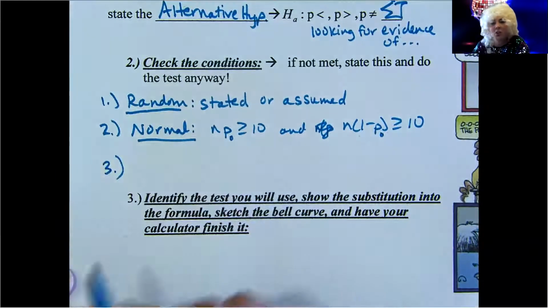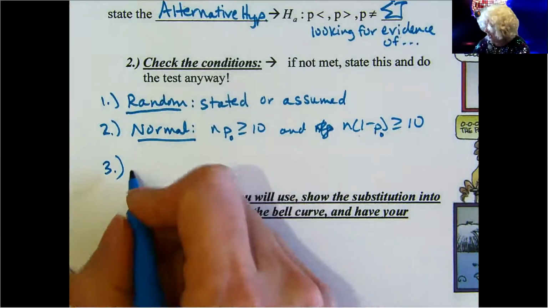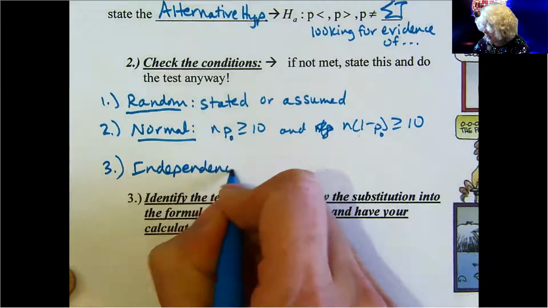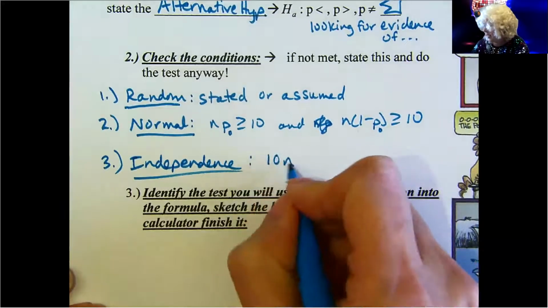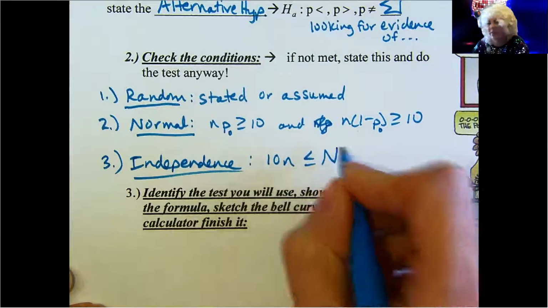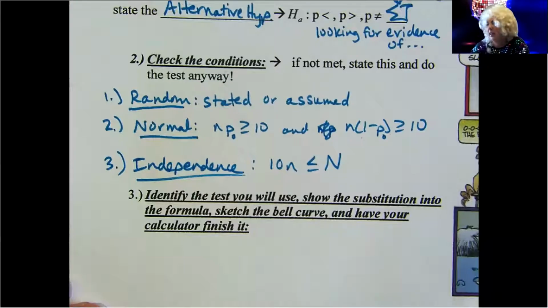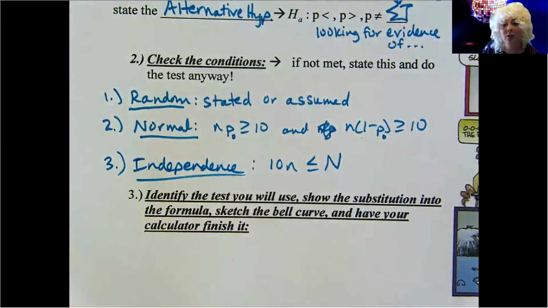So then the third thing you want to check is, did you double dip again? Come on, man. All right, independence. We want to make sure that 10 times our sample size does not go past the population size. That's for when you're sampling without replacement. If you're spinning a spinner, rolling a die, flipping a coin, then you don't have to worry about this. You only have to do this formula when you are surveying without replacement.